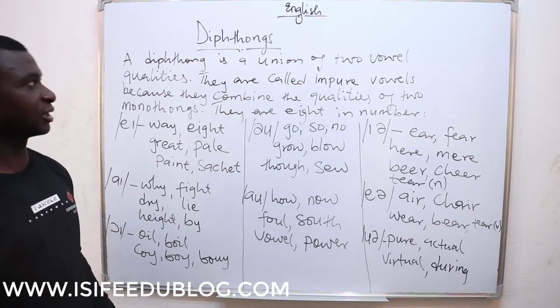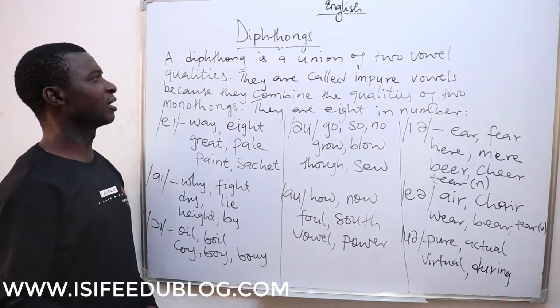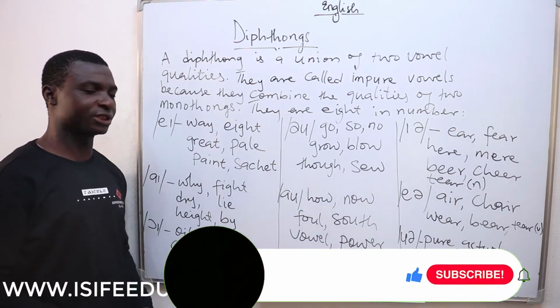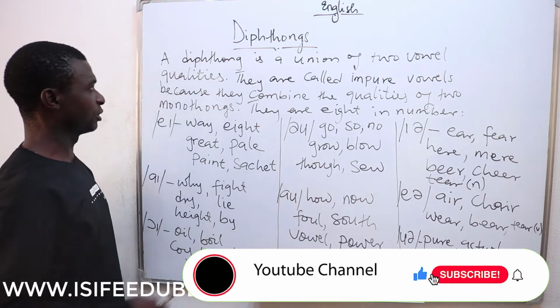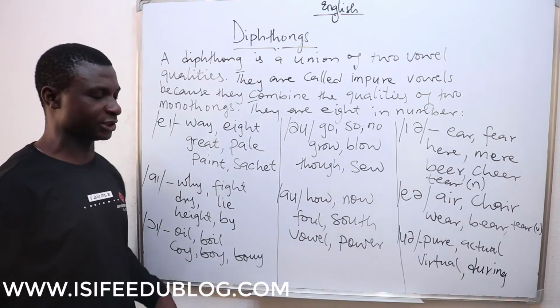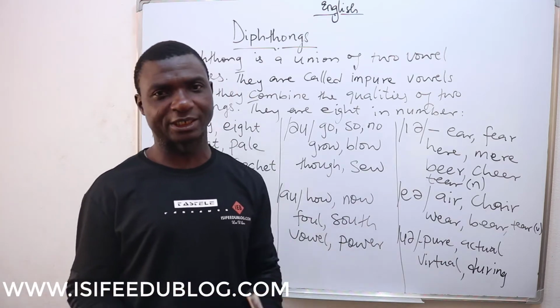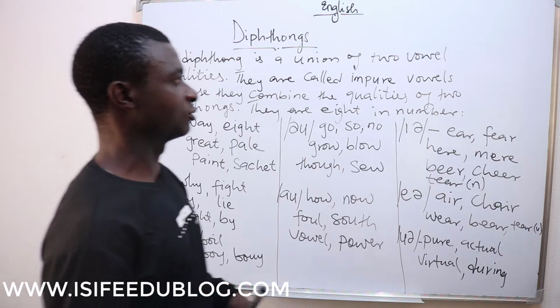Today, we shall be looking at diphthongs. So, what is a diphthong? As you can see on the board, a diphthong is a union of two vowel qualities. Take note, I did not say a union of two vowels. I said a union of two vowel qualities.